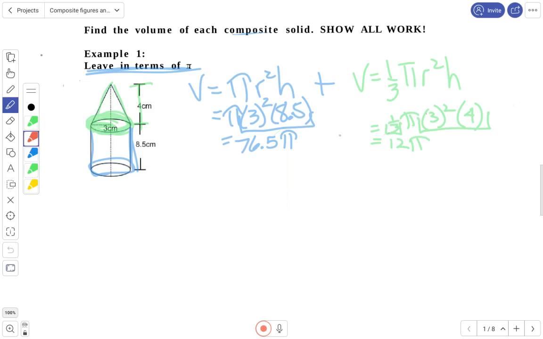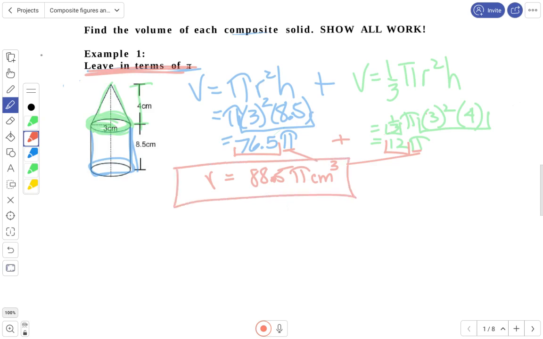Well, now I can add the two together. And since I'm leaving my answer in terms of pi, think of pi like an x, like you're combining like terms. I am just going to add 76.5 plus 12, and I get 88.5. Now I can bring down that pi. So 88.5 centimeters, and it's volume, so cubed. So the volume of that whole shape is 88.5 pi centimeters cubed.